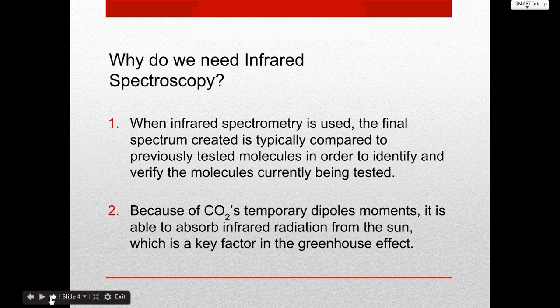There you go. Okay, and then why do we need infrared spectroscopy? A lot of times it's used to identify complex molecules. Usually when you have your spectrum, you compare it to previously measured molecules, and then you use that to identify your unknown molecules from your sample. And because of CO2's temporary dipole moments, it absorbs infrared radiation from the sun and is a key factor in the greenhouse effect. Okay, can I add to that?